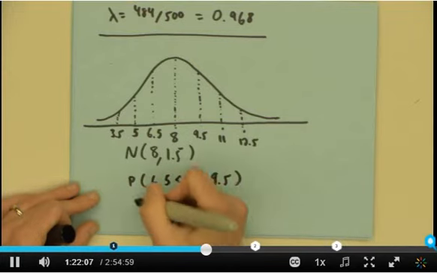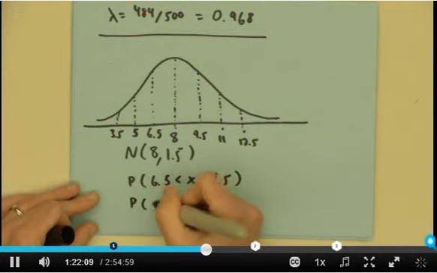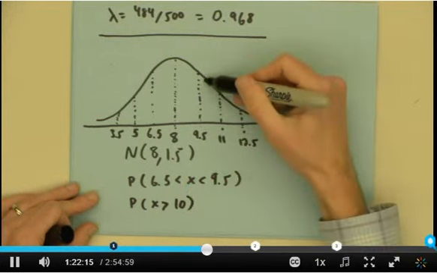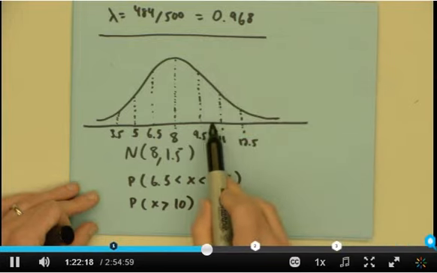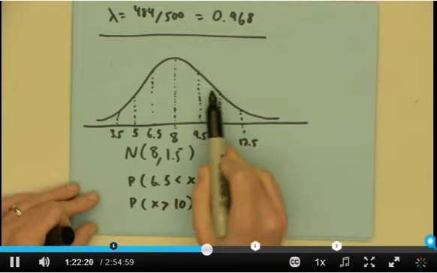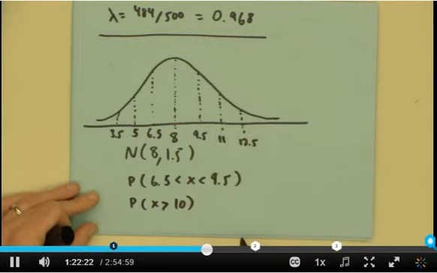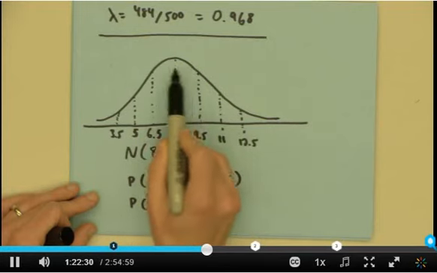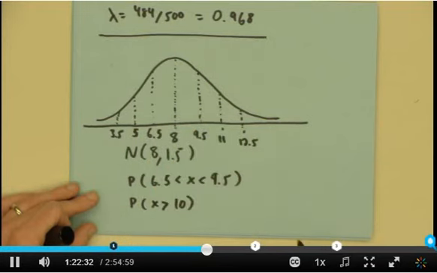I could also ask, what is the probability I see a value greater than 10? Well, the 10 would be right about here, and what I'd be looking at is what's the area to the right of that. That would be the numbers greater than or equal to 10. Okay. This question, between 6.5 and 9.5, that'd be between these two bounds.